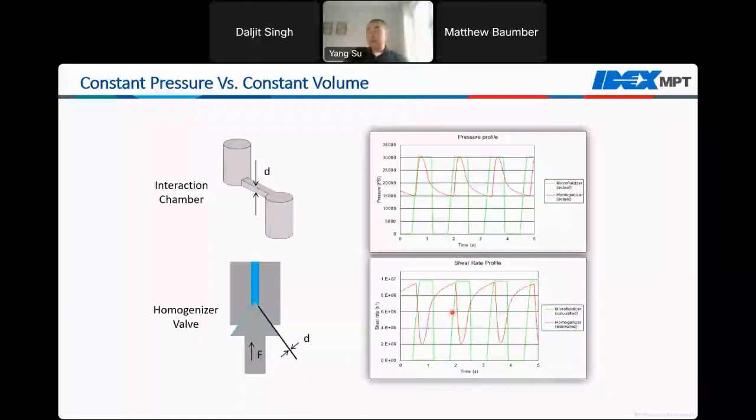And the curve shown below here is a translation from the pressure to shear rate. So that's exactly what I meant earlier by uniform treatment. You can see the variation of the shear rate versus the constant shear rate from the microfluidizer technology.